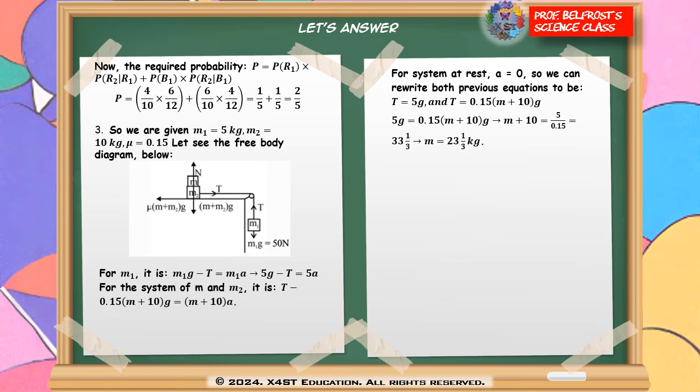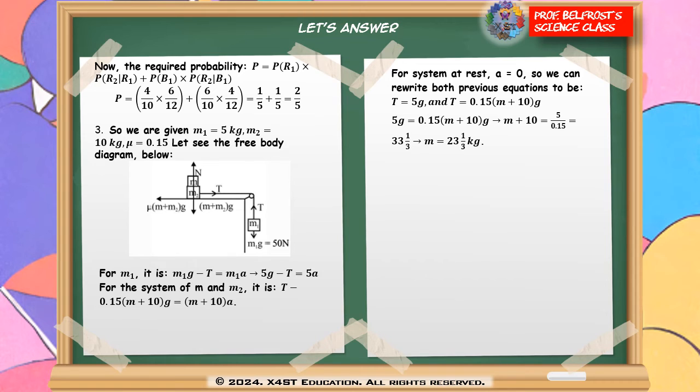So overall, the required probability to have a red ball on the second pick is P equals PR1 times PR2 given R1 plus PB1 times PR2 given B1. It is 4/10 times 6/12 plus 6/10 times 4/12. It is 1/5 plus 1/5. It is 2/5. So the probability is 2/5. That is for the second problem.